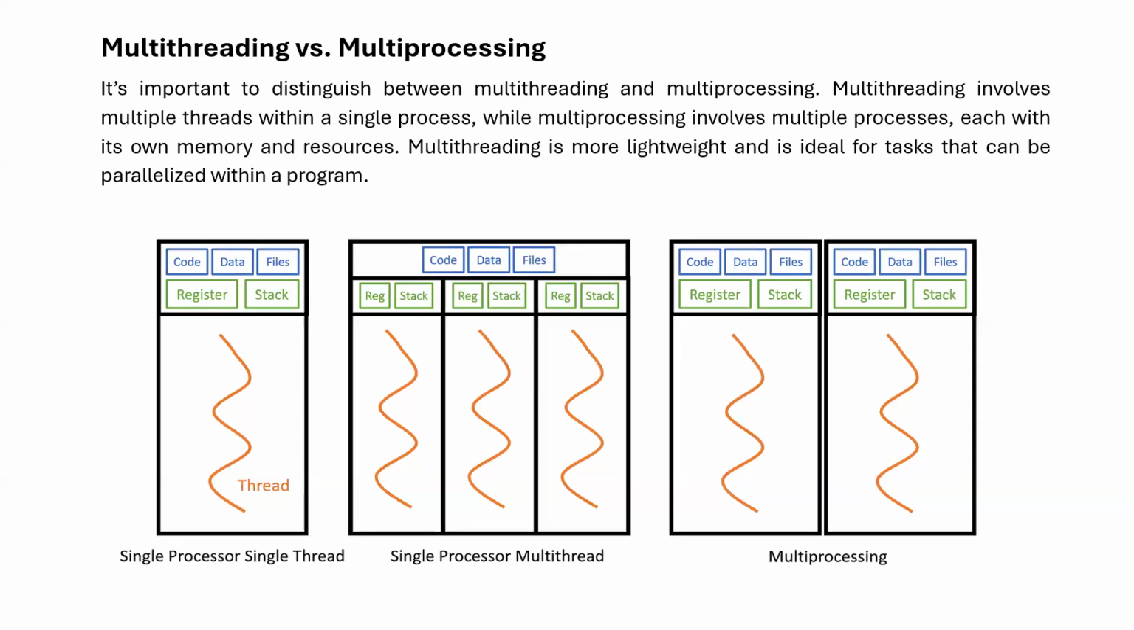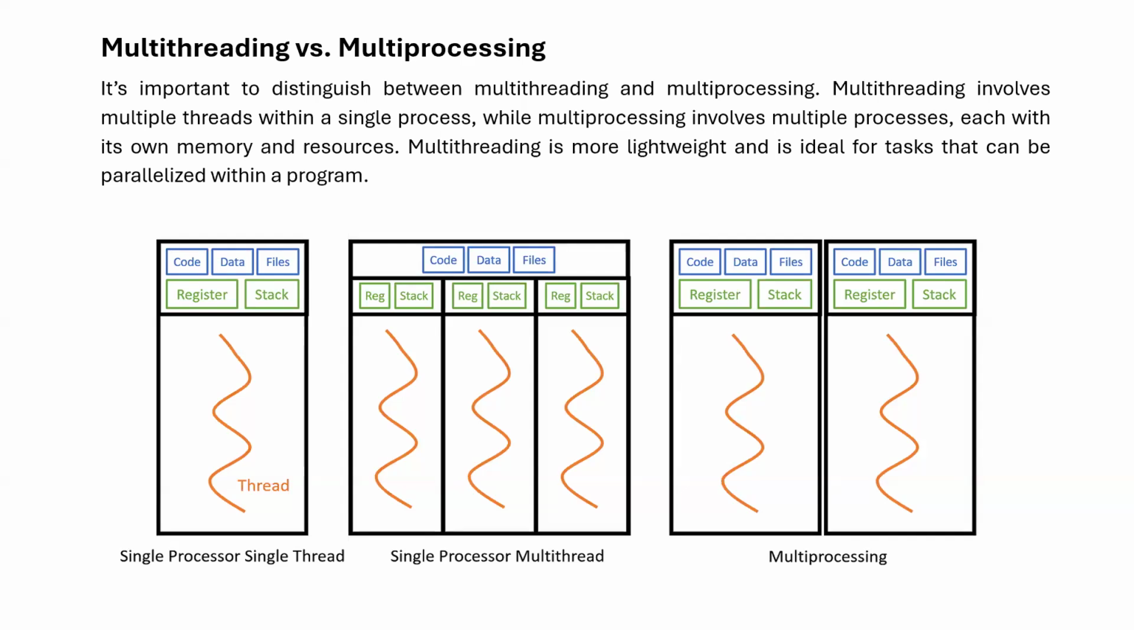But when you come to multiple threads, all the threads will be sharing the same resources if it is a single process. So a single process can be divided into two threads. That process will have a unique code, data, and files, but each of the threads will have their own register and stack.